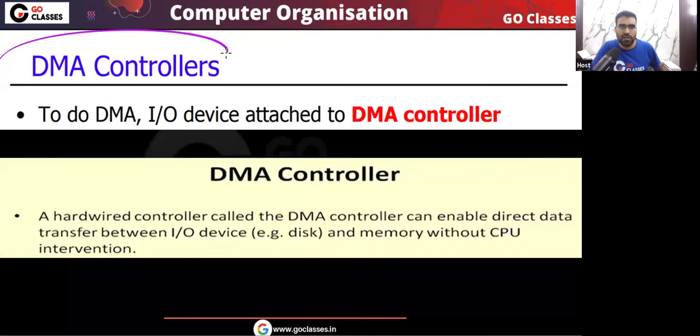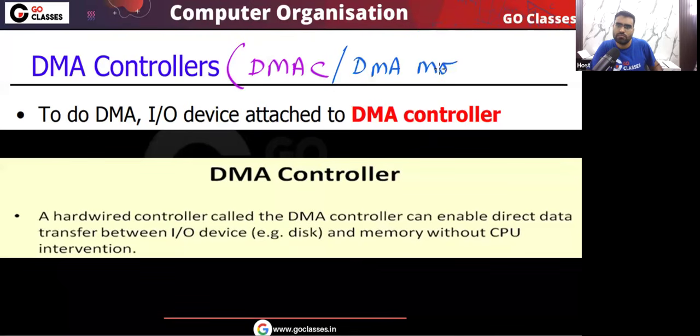So we use hardware called a DMA controller. We will call it the DMA controller, or DMAC in short, or we can call it the DMA module. Remember, we attach a new hardware, this DMA controller. Actually, you can think that this DMA controller is like a processor itself. See, the CPU has many capabilities. The CPU can do arithmetic operations, logical operations, data transfer operations, yes or no, many operations the CPU can do.